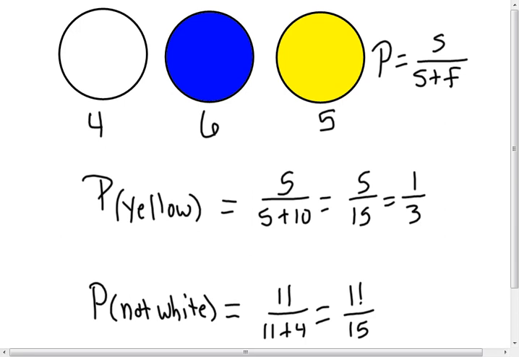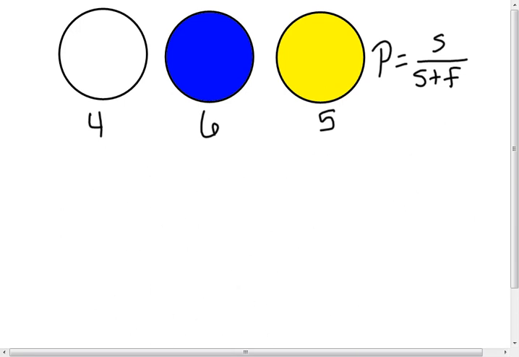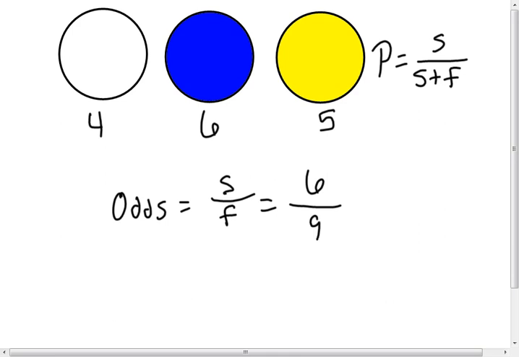Now also with this we have what we call odds, and odds vary slightly because instead of having the total number at the bottom, you now have the failures at the bottom only. So if we're talking about the odds, let's say what are the odds of pulling out a blue ball? We have the number of successes divided by the number of failures. And so the number of successes would be the number of blue balls, so that would be 6. Number of failures would be the yellow plus the white, that would be 9. So 6 out of 9, and we reduce to 2 over 3. So the odds of pulling out a blue ball, we'll write blue there, are 2 to 3.